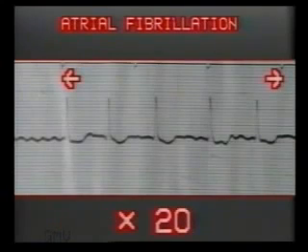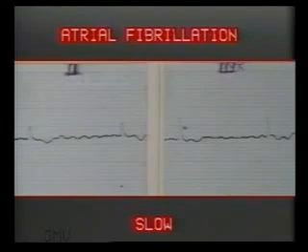We have already learnt how to calculate the rate in atrial fibrillation. Measure the number of R waves in 15 large squares and multiply the number by 20. Here the rate is 5 into 20, that is approximately 100 per minute. In this ECG, the rate of QRS complexes is reduced after treatment with digitalis, but they occur at irregular intervals and fine fibrillation waves are seen. This is termed as slow atrial fibrillation, an effect of digitalis treatment.